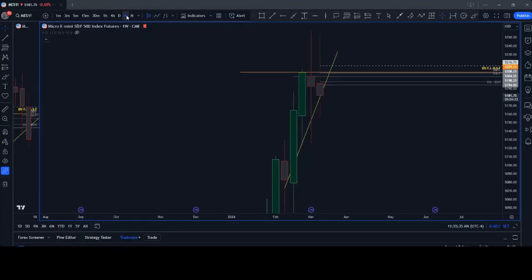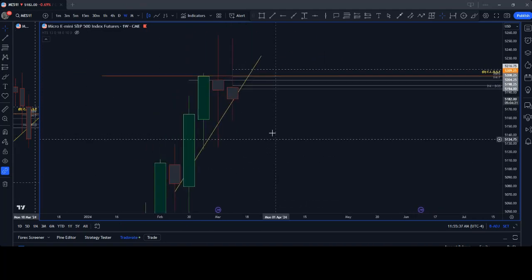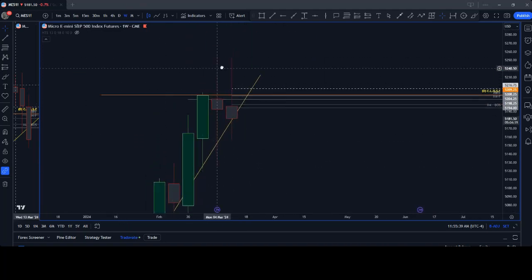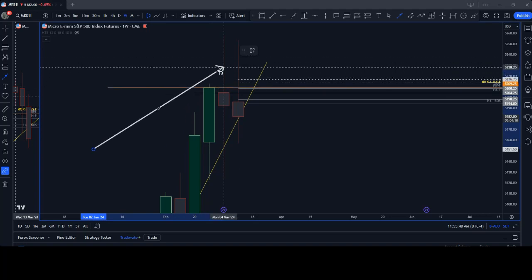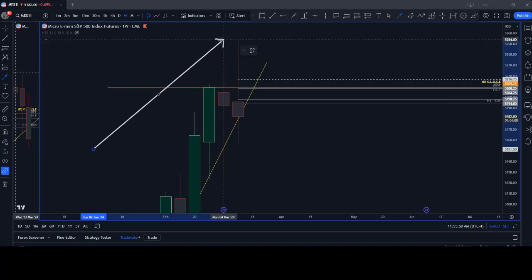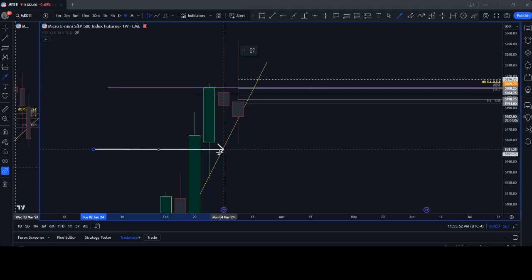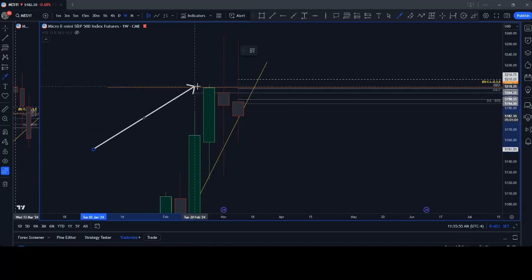So we're starting with the weekly as usual. You guys know how I start, always with the weekly. So what am I looking at here? I'm looking at a bullish week here. Then the previous week we have this long rejection. This is telling me that, hey, at this price we are losing momentum.